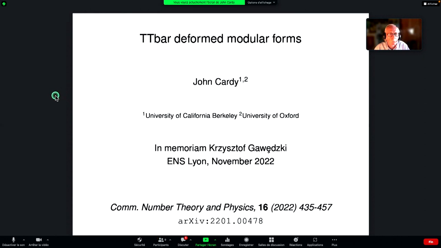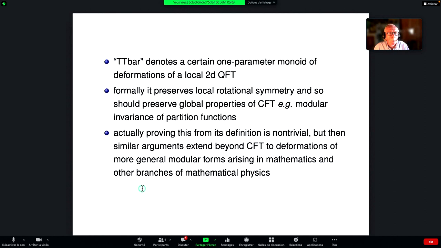So the subject of the talk is TTbar deformed modular forms. It was published earlier in the year in Communications in Number Theory and Physics. I'll explain on the next slide what TTbar actually is, but just for the time being, let's just say that it denotes a certain one-parameter set of deformations of a local two-dimensional quantum field theory.